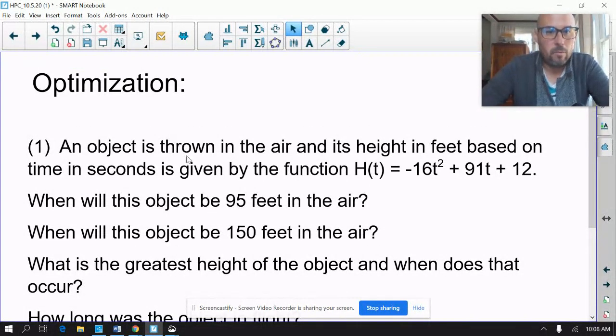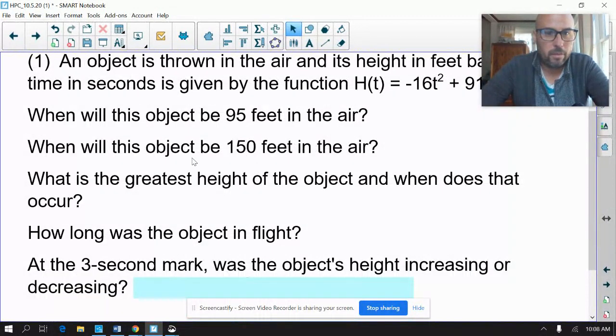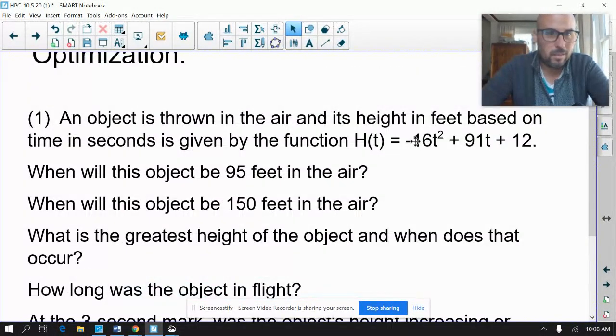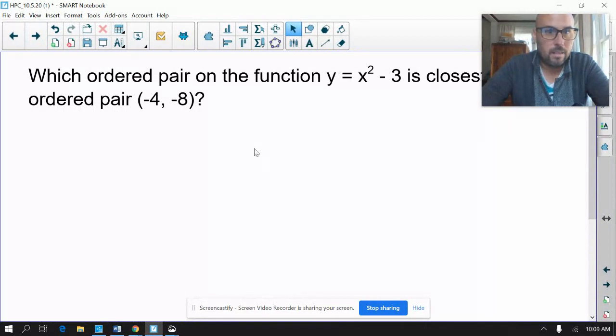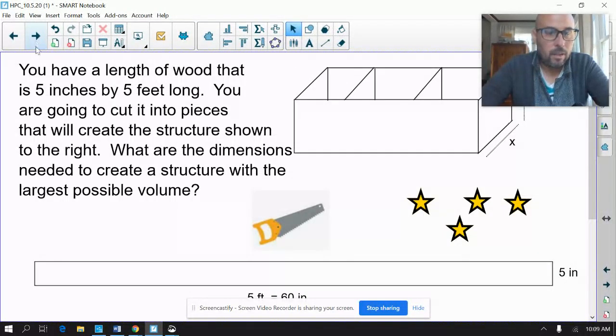First example, just a parabola with a slew of questions. This is a situation where you're given the polynomial and you just have to analyze it. One is the distance: what's the ordered pair on this parabola that's closest to this point? Another example looks like the pigeon problem for your homework, trying to find the biggest possible structure, the biggest possible box. In other words, the greatest possible volume that you could construct if you just have a piece of wood.